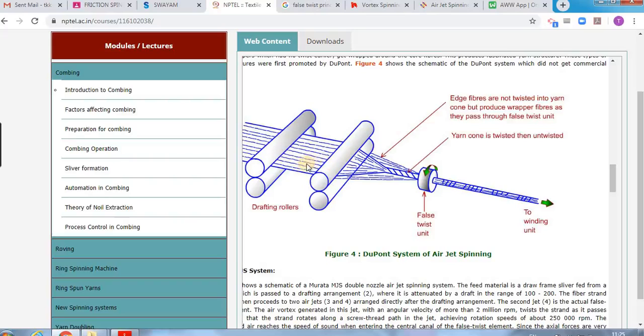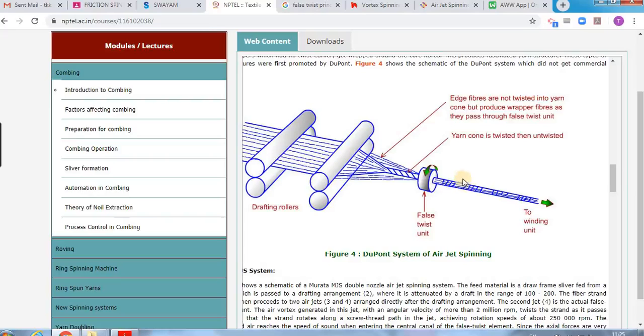That is possible by feeding the material in a wider or broader form. When you are feeding the material in a very broad form, ultimately I will get a larger spinning triangle. So I am creating more edge fibers. That is the only possibility in the DuPont. I am creating more edge fibers by creating more spinning triangle. So these edge fibers will be wrapped over the core because of the false twisting principle. Right? Can you tell what is the limitation here? What is the main limitation in the DuPont? Why is it not commercialized?